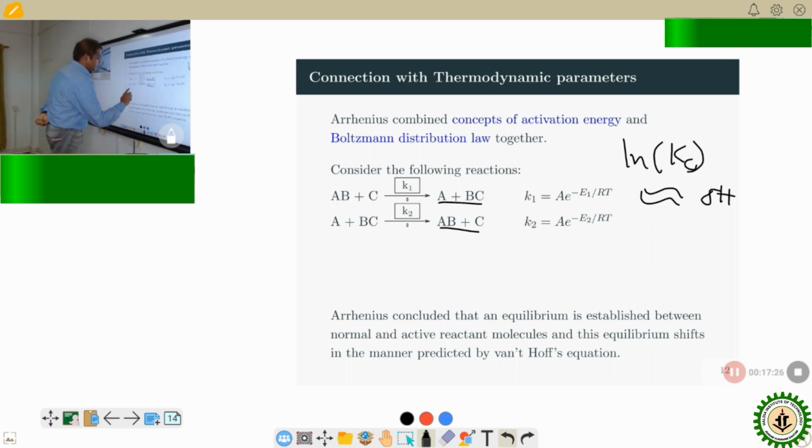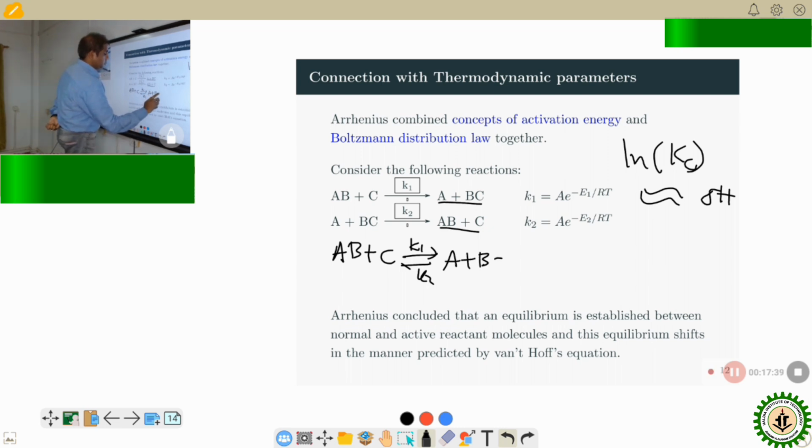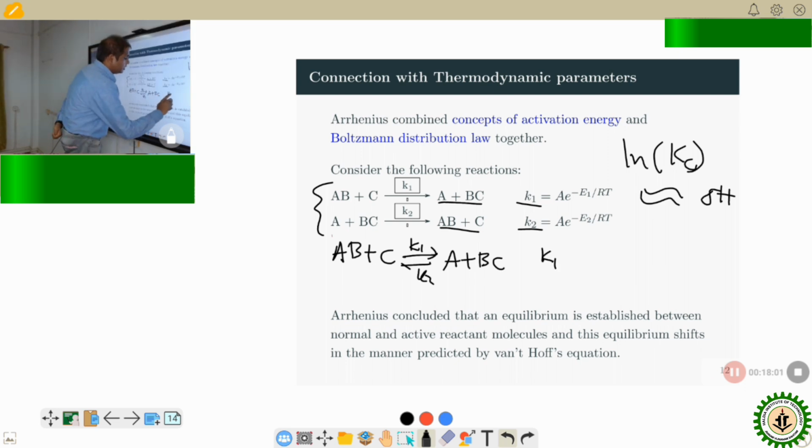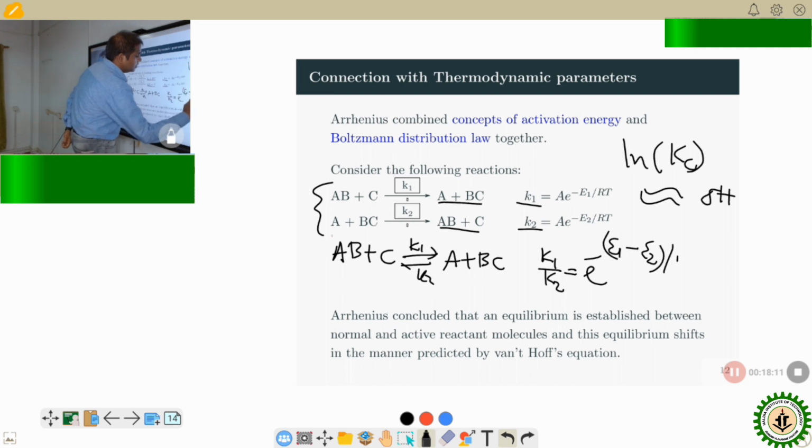It means that this is a reversible reaction, with rate constants K1 and K2. So this reaction is nothing but a reversible reaction, where K1 is the forward rate constant and K2 is the backward rate constant. Now for each individual reaction, we can write down the rate equation, the Arrhenius equation, for each part. Now from these we can calculate K1 divided by K2 is equal to e to the power minus (E1 minus E2) divided by RT.